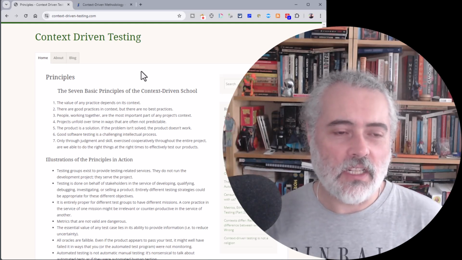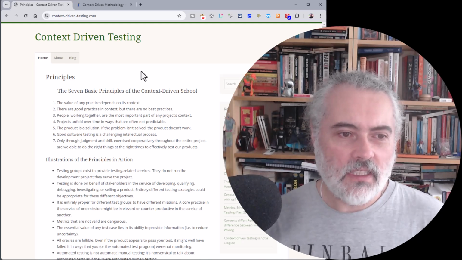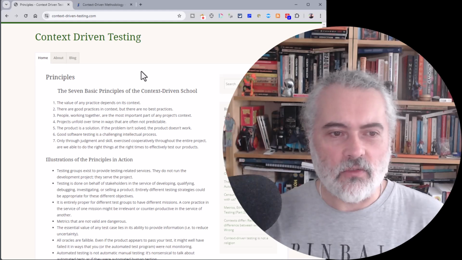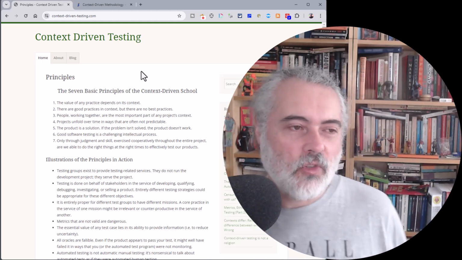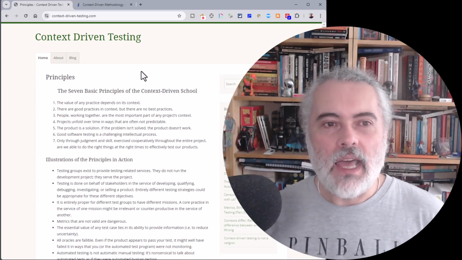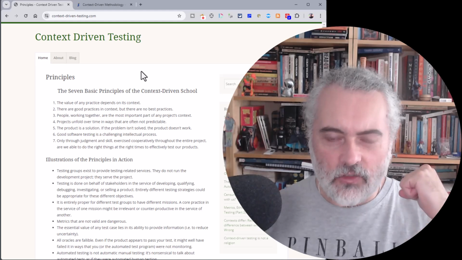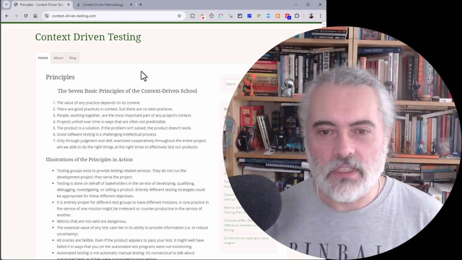Good software testing is a challenging intellectual process. Fine. Only through judgment and skill exercised cooperatively throughout the entire project are we able to do the right things at the right times to effectively test our products. It's just wording created by committee. And it's not something that I can take to heart and go, these are the principles that I use when I'm testing. And that's why I never ever really signed up for this.